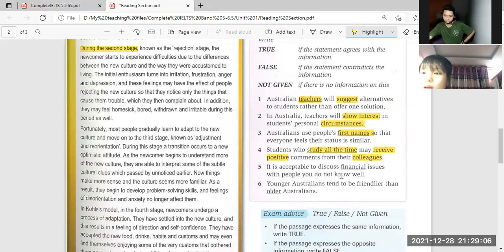It is acceptable to discuss financial issues with people you do not know well. Okay, do you understand the meaning of it is acceptable? No. Okay, it is acceptable. It means it's okay. It's okay to discuss financial. Do you know financial? No. Financial means to discuss about money, salary, something like that, with people that you do not know well. So it's okay to discuss about money with people that you don't know well.